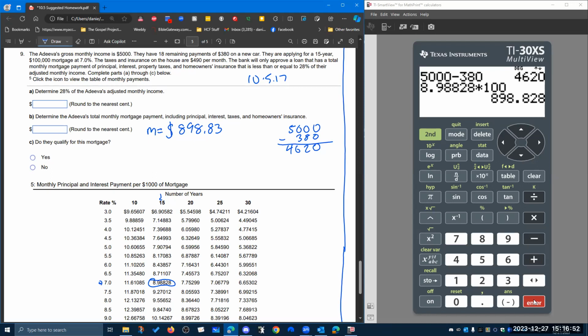And 28% of their adjusted monthly income is $1,293.60, and they also have to pay $490 a month in taxes, insurance, and so on for the house.